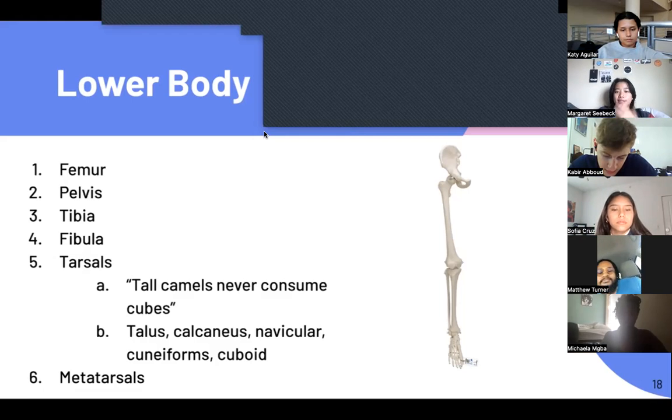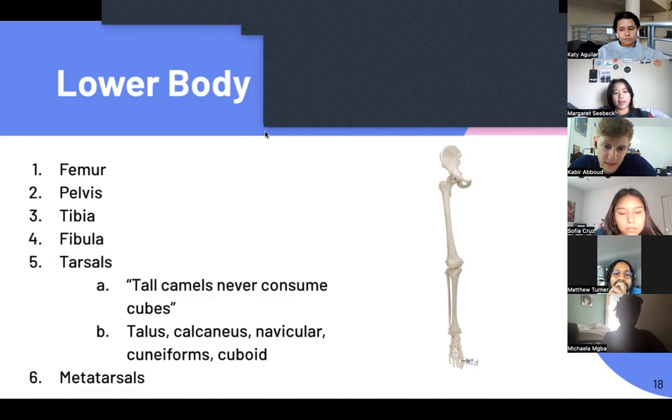Now with the foot, we have tarsals, just like we have carpals in our wrist. So the tarsals, this is a fun mnemonic I looked up. It's tall camels never consume cubes. I have no idea who came up with that or what was going through their mind, but it kind of helped me. So that is in reference to your talus, your calcaneus, your navicular, your cuneiforms. There's a medial and lateral cuneiforms, and then a cuboid.